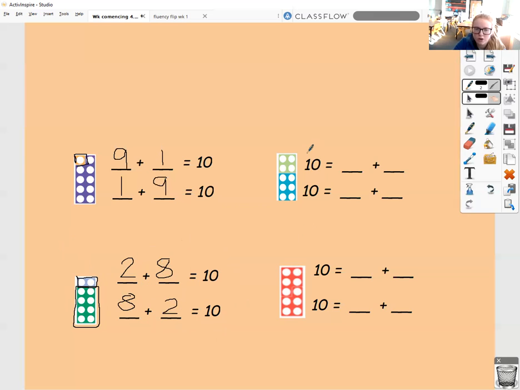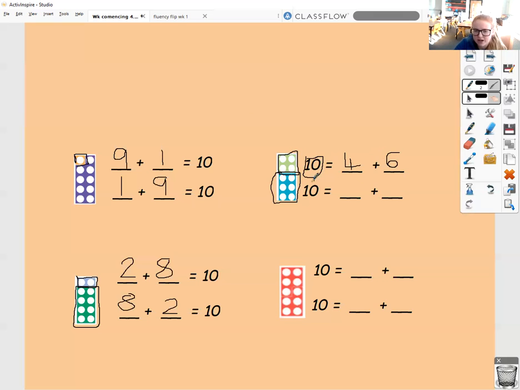Let's have a look up here. This time we are starting with our whole. Our whole is 10 because we are doing number bonds to 10. What is our first piece of Numicon? Our first piece of Numicon is 4, plus how many more? How many more make 10? Have a little think. 6 more. That's a number 6 Numicon. 4 plus 6 equals 10. In this number sentence we've written 10 equals 4 plus 6.